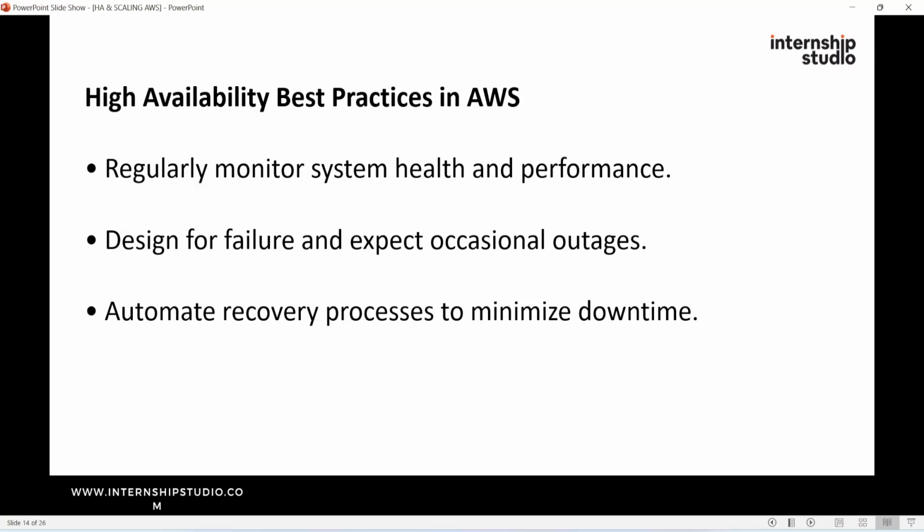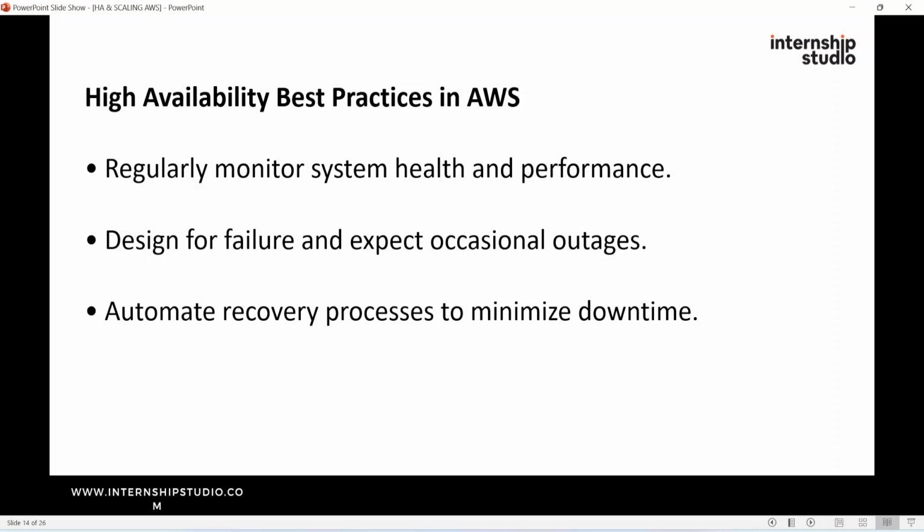So, a couple of best practices for high availability in AWS. First thing is to regularly monitor system health and performance. It's always good practice to have an observability team if you are maintaining some DevOps practices, because having a designated team can help you recover faster in case of any issues. Next is design for failure and expect occasional outages. No system is perfect in this world, as they say. Always, in hindsight, you should anticipate failure.